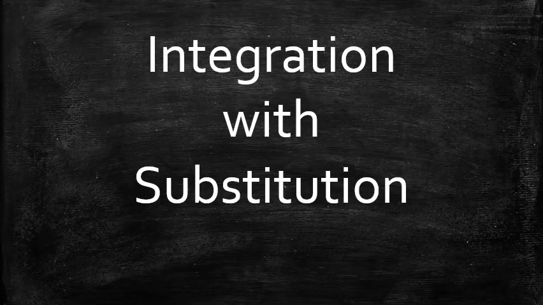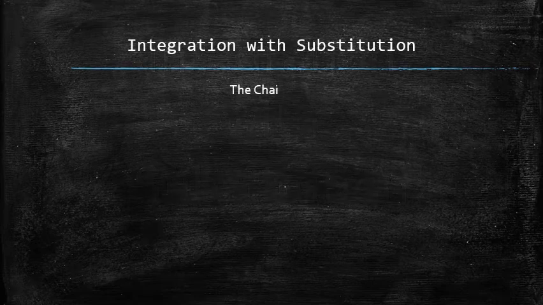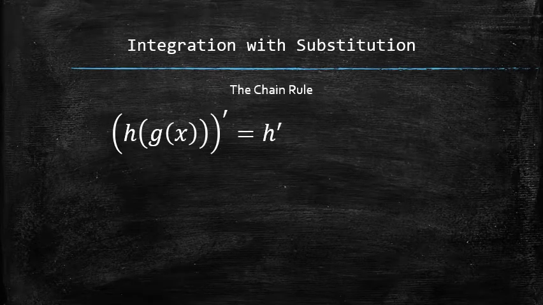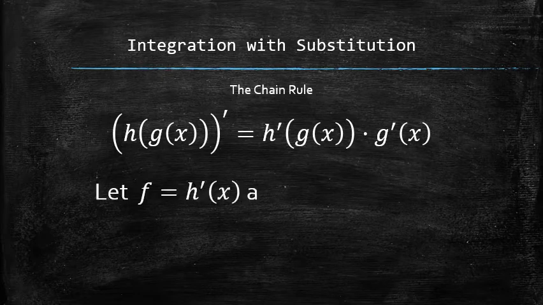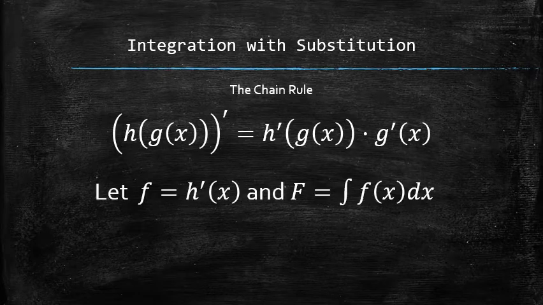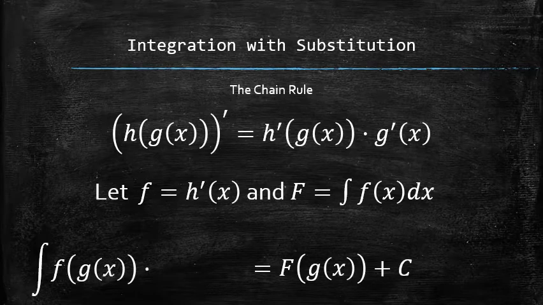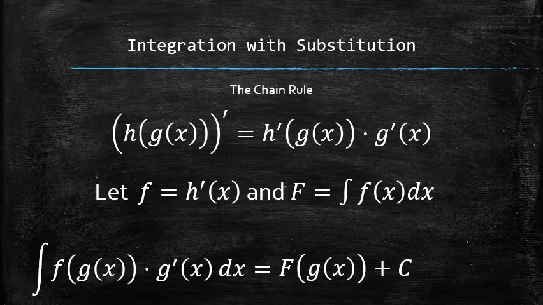Next, we introduce an integration technique called substitution. Let's recall the chain rule for derivatives written for functions h and g. If we define the lowercase f to be the derivative of h and the uppercase F to be its antiderivative, then by simply restating the chain rule, we obtain the following result.